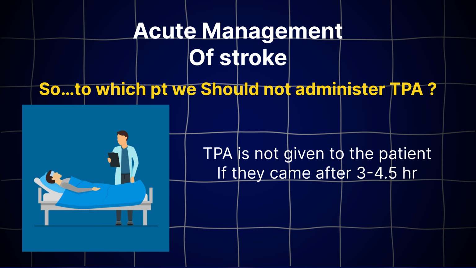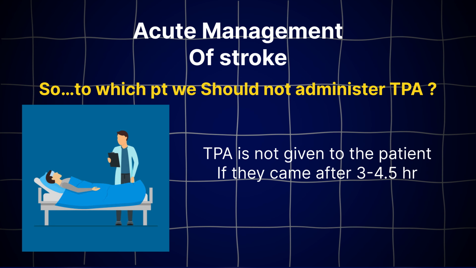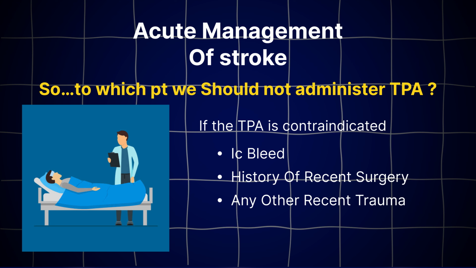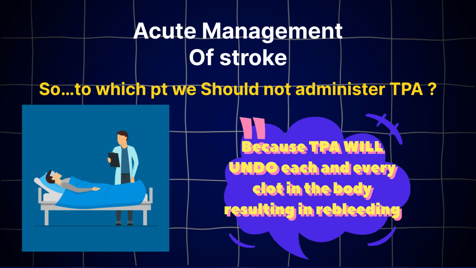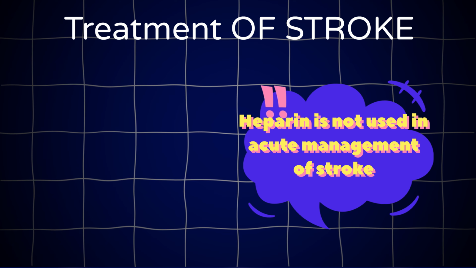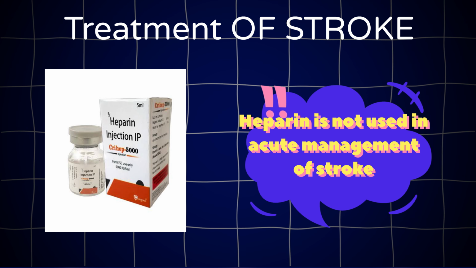TPA is not given to the patient if they are presenting after this time, or if the TPA is contraindicated, as in an intracranial hemorrhage or history of bleeding, recent surgery or any other recent trauma, because TPA will undo each and every clot in the body, resulting in rebleeding. Heparin is not used in the acute management of stroke.